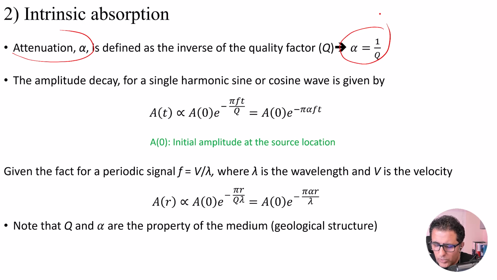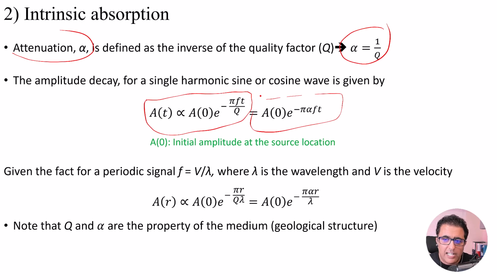And in general, we can write down the equation for the intrinsic absorption in this form. Here, F is the frequency of the signal, T is the time, and Q is the quality factor. Or we may write down this equation in terms of alpha, that is attenuation. So as you see here, this equation shows once the seismic wave propagates in time, its amplitude decreases due to the intrinsic absorption.